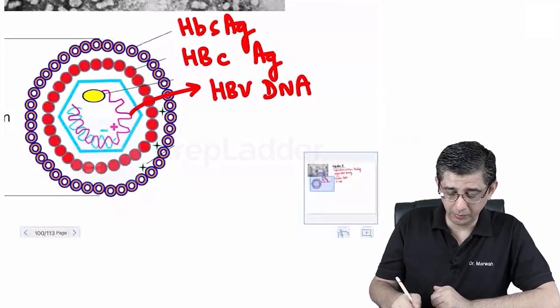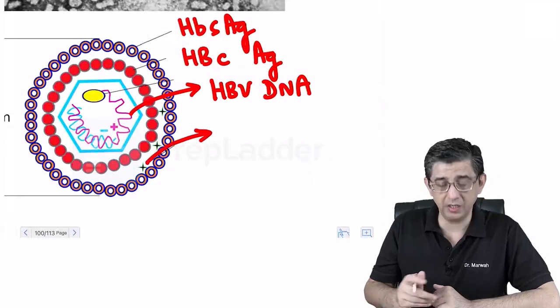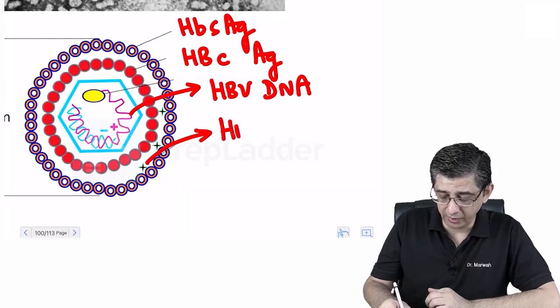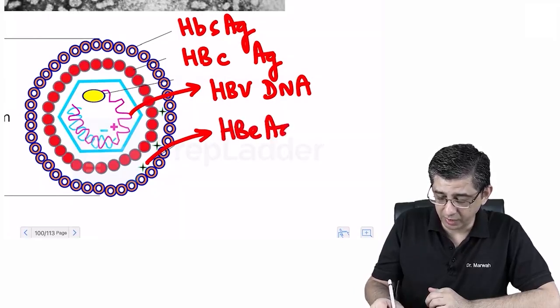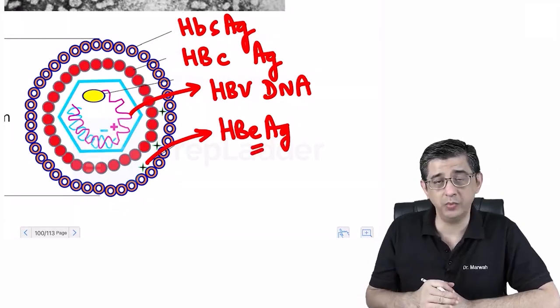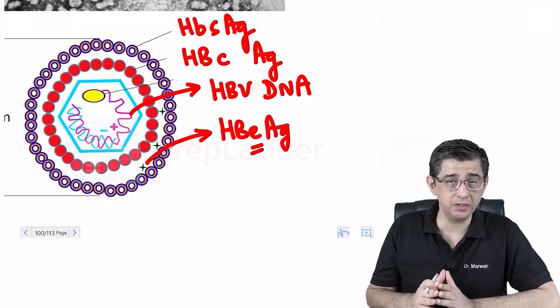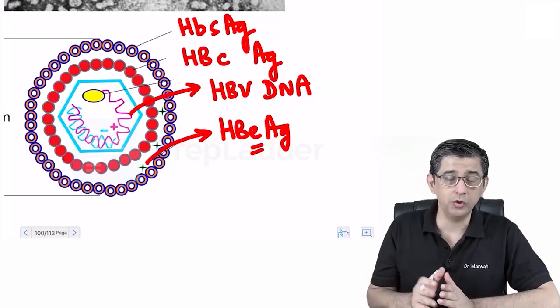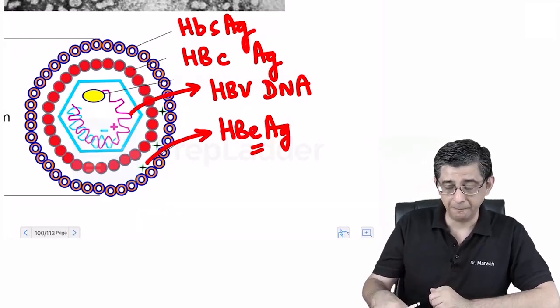Then if I move slightly to the periphery, you will notice these green colored stars present here. These green stars are for hepatitis B E antigen, which is a marker for replication. So if a patient is E antigen positive, it means the patient is highly infectious, not only to his sexual partner, but also to the doctor or nurse who's handling the sample.